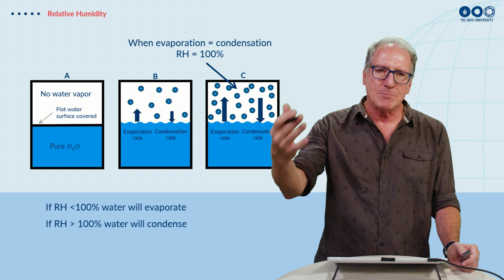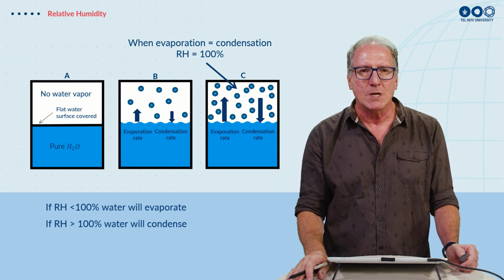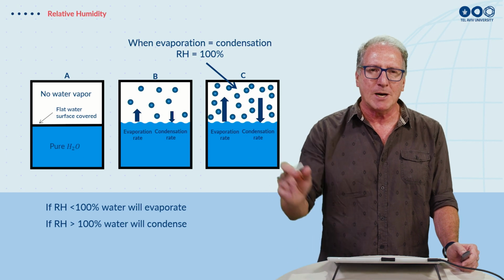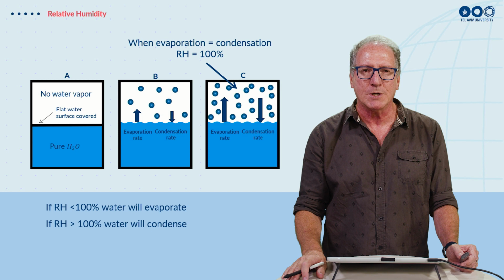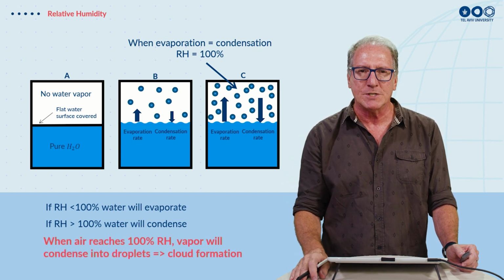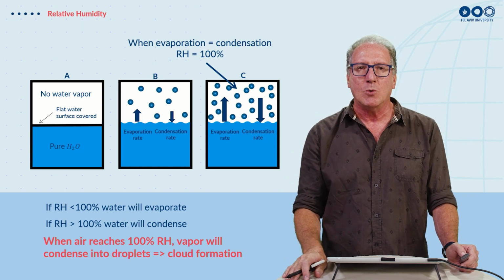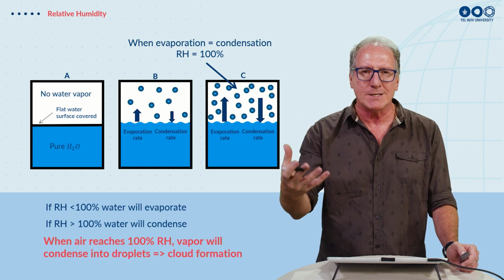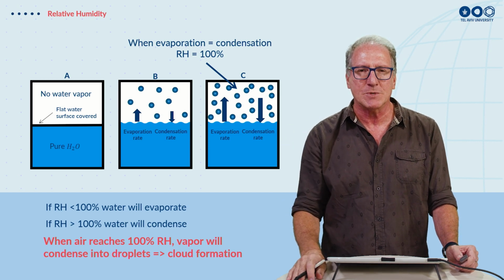So if we have an atmosphere outside where the relative humidity, like they say on the news, is 100%, and you put a cup of water on your desk, eventually it'll evaporate and disappear, all that water. But if it's above 100%, then we're going to have condensation. And this means that when we reach 100% relative humidity, we're going to start to see droplets condensing. And in other words, this means clouds are going to start forming in the atmosphere.